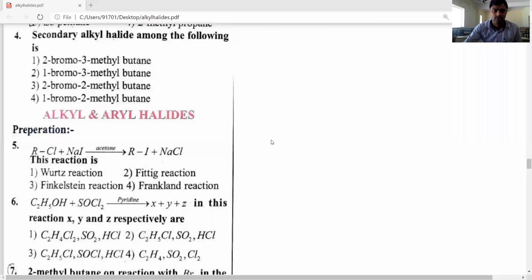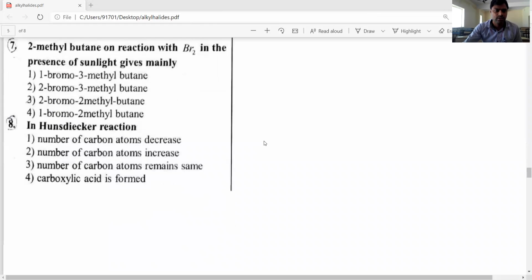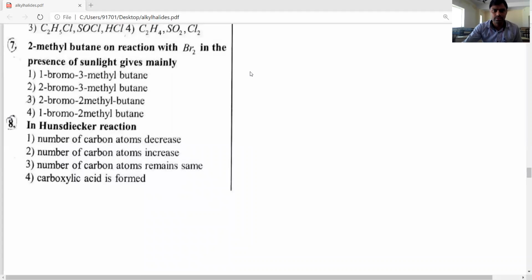Let's go for the seventh question. Seventh question, let's see. 2-methyl butane reacts in the presence of sunlight. What is the major product?